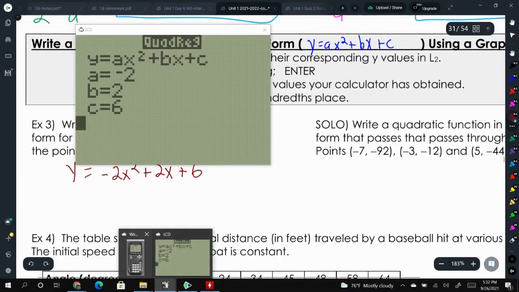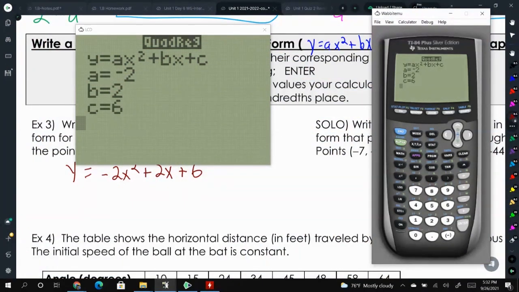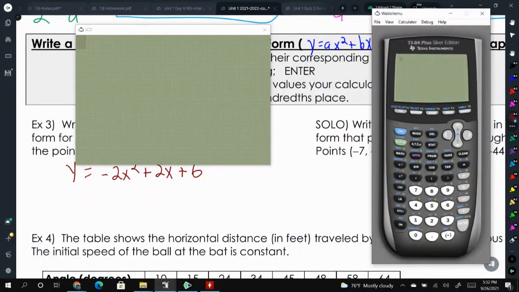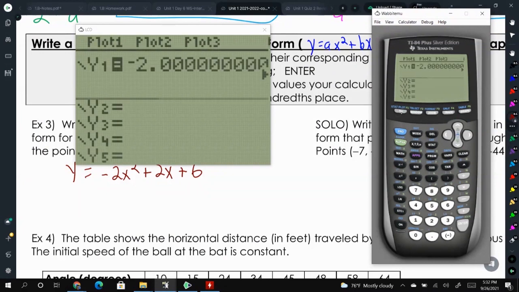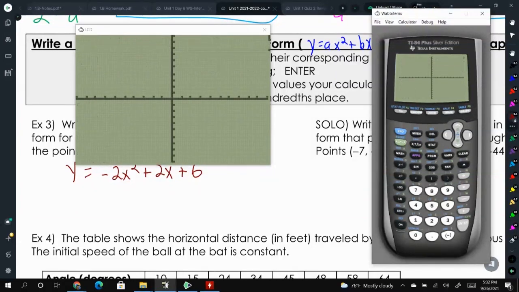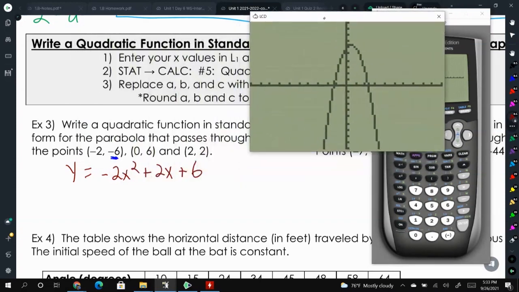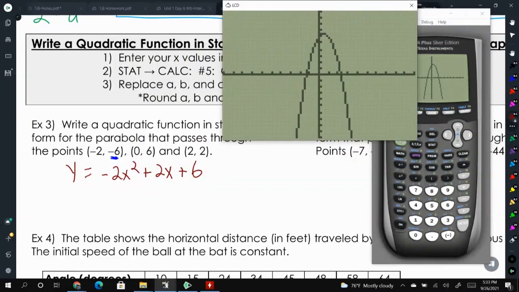Now, that optional step I did, where I stored that equation, now if I look at y equals, do you see there's an equation in there? What I told the calculator to do was to take that equation and graph it for me. And this allows me to check my answer a lot quicker.